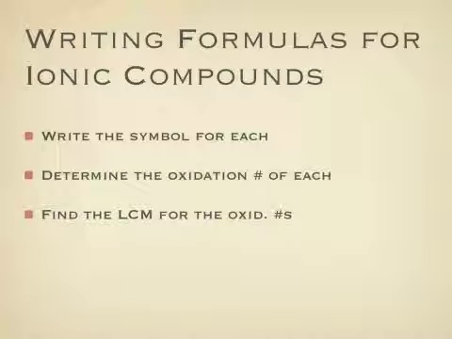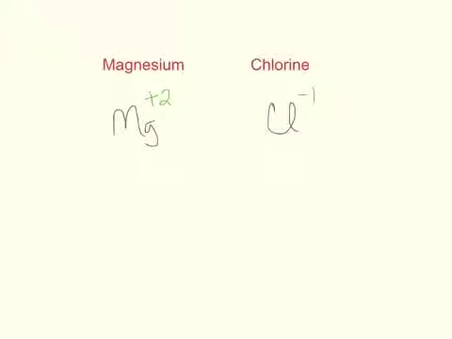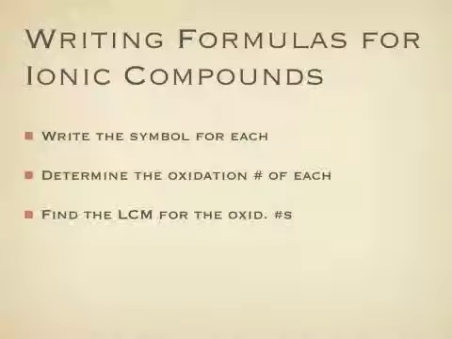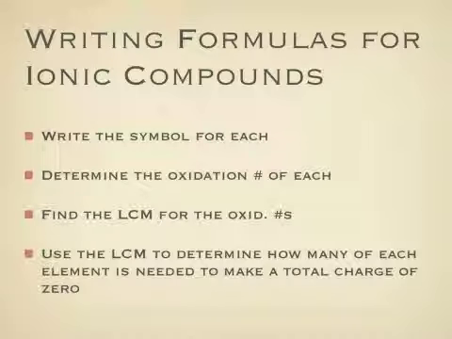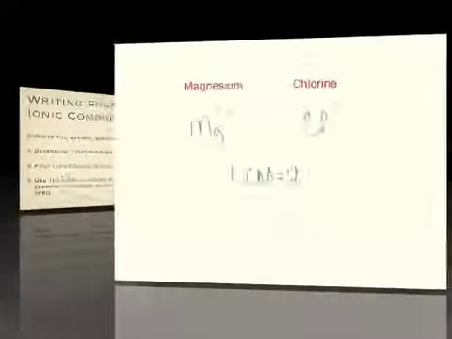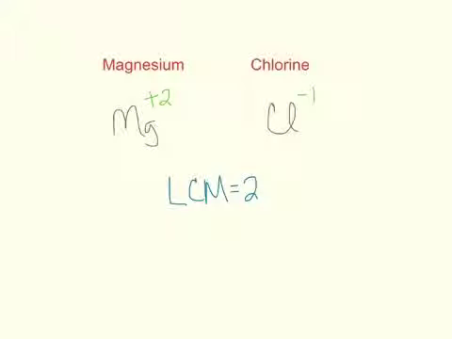Now you will find the least common multiple for the oxidation numbers of those elements. Now you find the least common multiple between 2 and 1. The smallest number that both of those will divide into evenly is 2, so that's our least common multiple. And finally, you will use the least common multiple to determine how many of each element is needed to make a total charge of 0. The least common multiple tells me that I need a total charge of +2 from the magnesium and a total charge of -2 from the chlorine. So I will use this information to figure out how many Mg's and how many Cl's in the chemical formula.